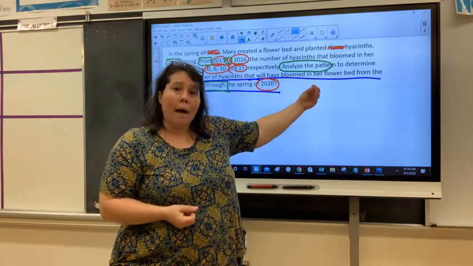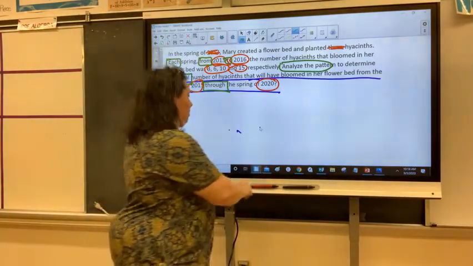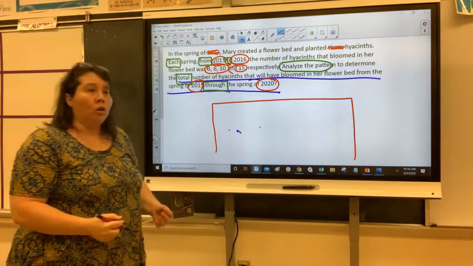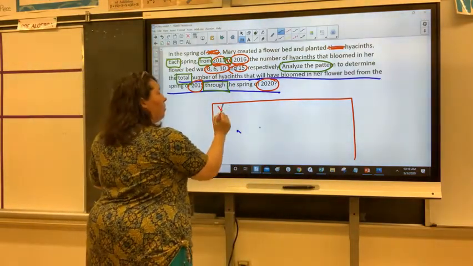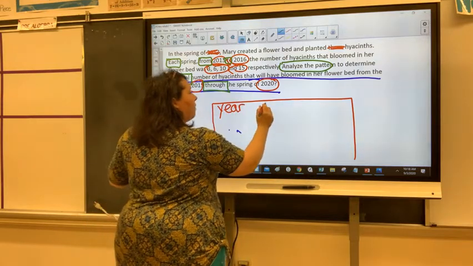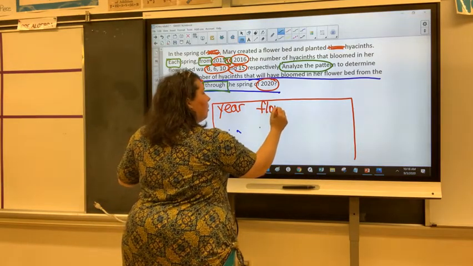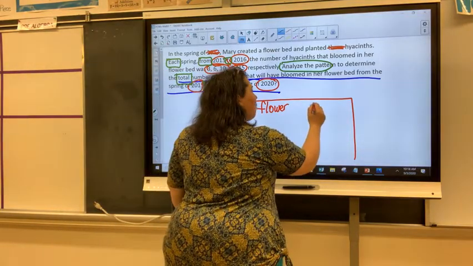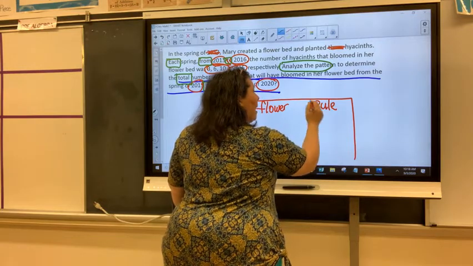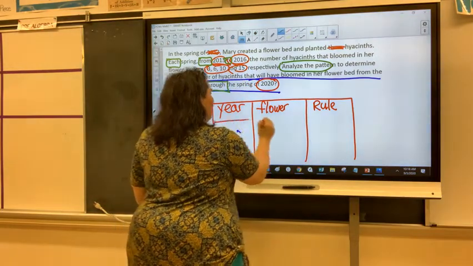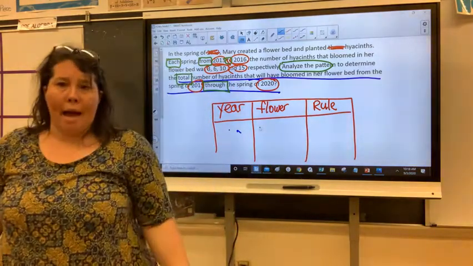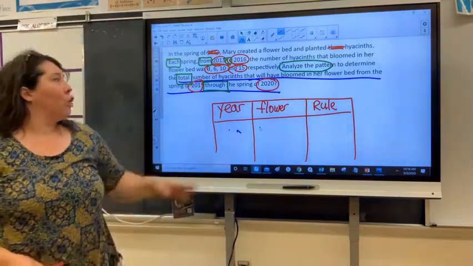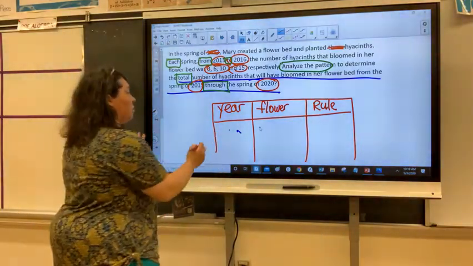So one way to look at a pattern is to set up a table. Okay, so in your table, you're going to have year, you're going to have flowers, and then, well, there's a pattern, so you can say rule, because when we're looking at patterns, we're looking for the rule that is going from one year to the next. So you're going to fill out this chart with the years.